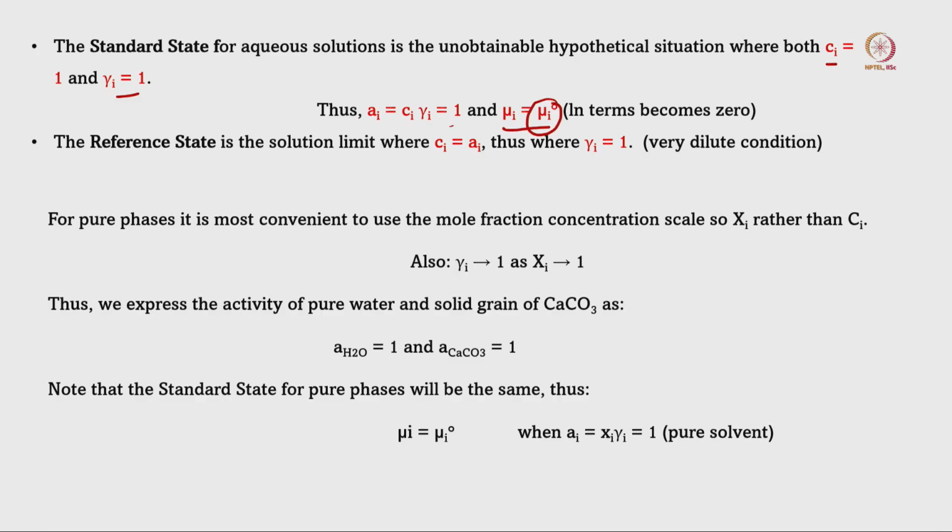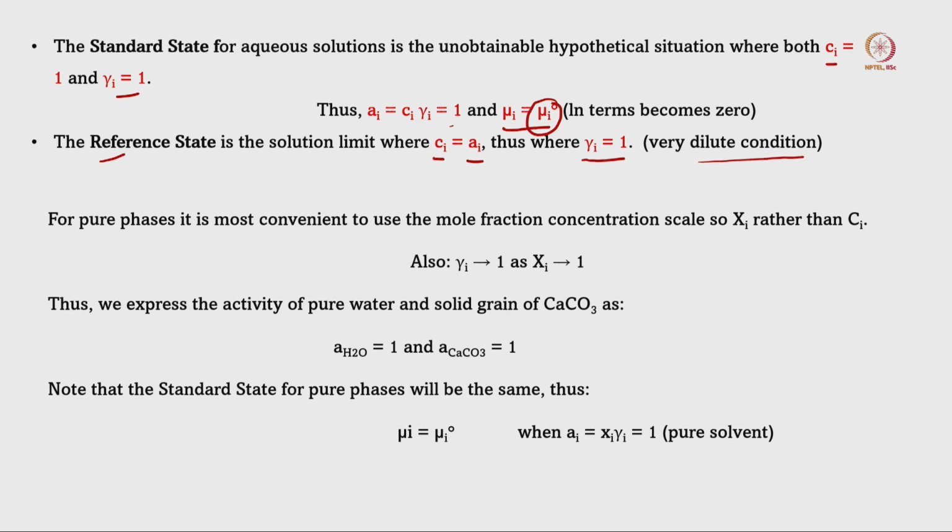Now, other than the standard state, we also have a reference state. In that reference state, we talk about a situation where the concentration can become very similar to the activity. So, here only gamma I is equal to 1, and in what kind of situation can that be? It can be in very dilute solutions. In very dilute solutions, gamma I is equal to 1, and therefore, you can consider the concentration equal to A I.